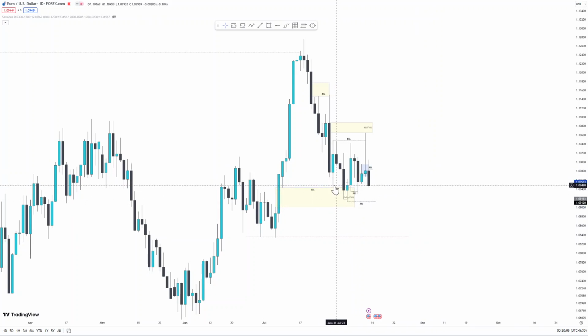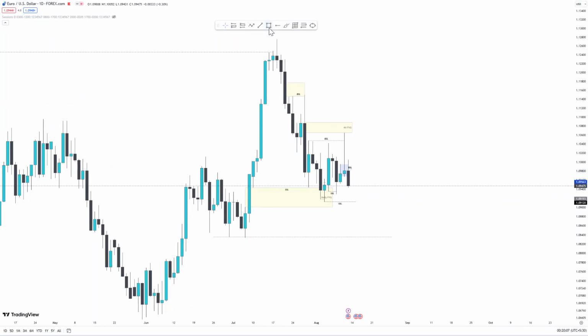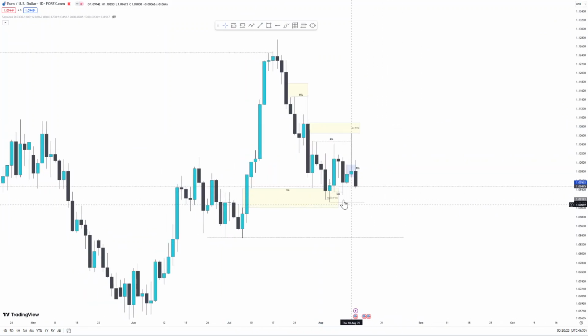Look at this. July 23rd candle, 28th candle. Price is trading in this range continuously. And price took out this daily candle's low and took out this daily candle's high.